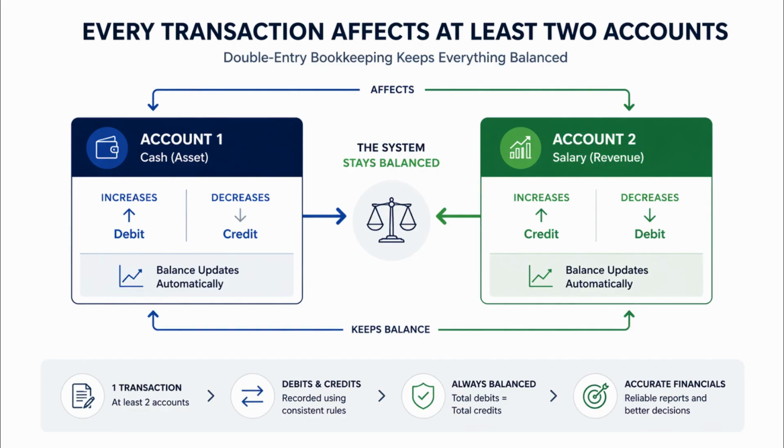Every transaction affects at least two accounts. This is called double entry bookkeeping. Why? Because of what we learned earlier. Assets equal liabilities plus equity. Everything must always stay balanced. So if one thing changes, something else must change too. If assets go up, then either another asset has to go down, or a liability has to go up, or equity has to go up.